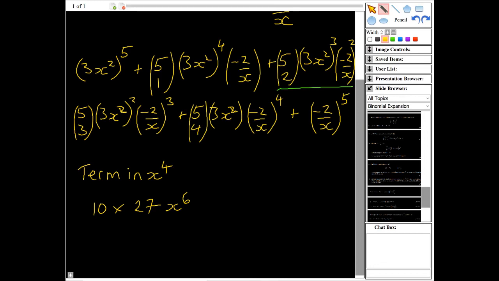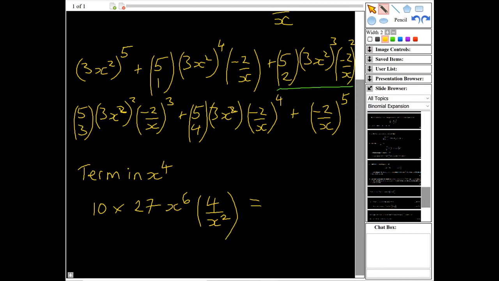Then the third part, I'm going to have the fraction, so I'm going to square the top and square the bottom. So on the top I'm going to have negative 2 squared, which is going to be 4. So put this in brackets, that will be 4. And then the bottom I've got x squared, so that's just going to be over x squared, like so. So now I can simplify that.